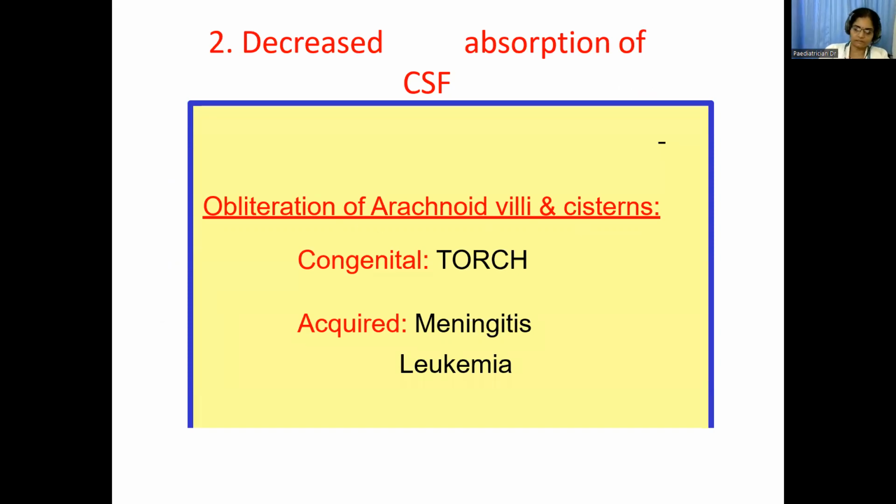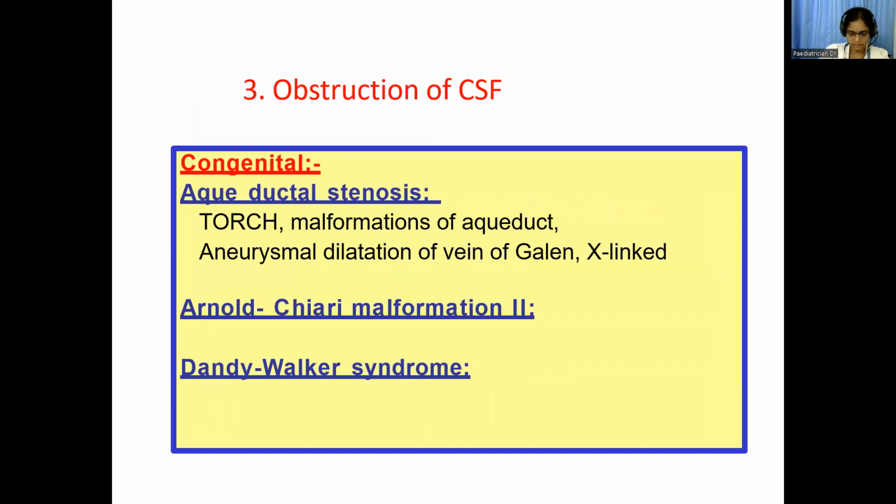Next comes obstruction to the CSF. Obstruction to the CSF is either congenital, that is aqueductal stenosis, like TORCH infections and malformations of the aqueduct, aneurysmal dilatation, that is vein of Galen malformations, or it could be X-linked congenital. Then the other causes could be Arnold-Chiari malformation type 2 and Dandy-Walker syndrome. So these are the congenital causes of CSF obstruction which lead to hydrocephalus: aqueductal stenosis, Arnold-Chiari malformation type 2 and Dandy-Walker malformation.